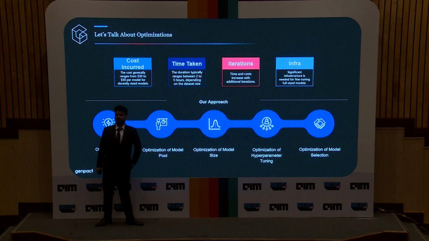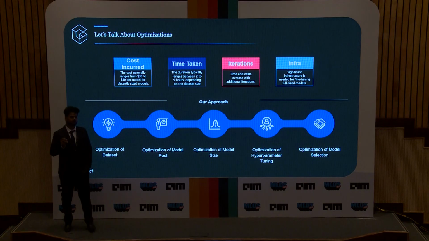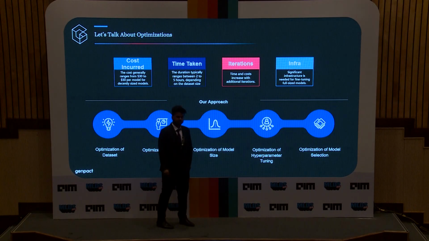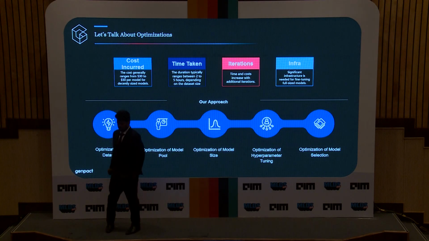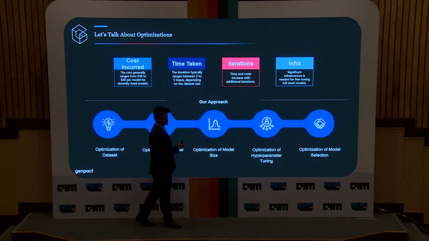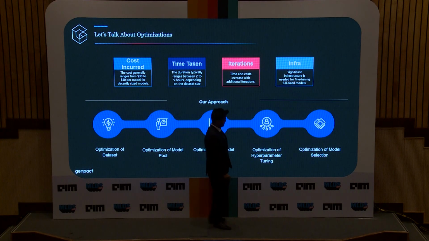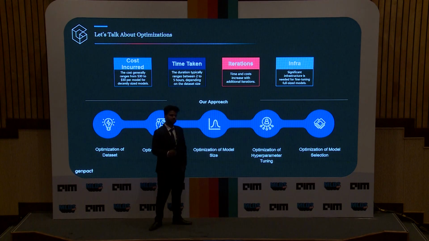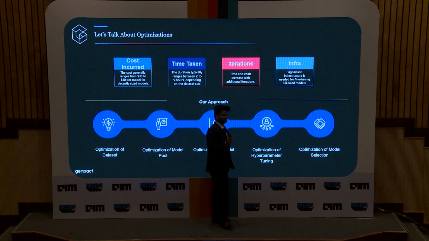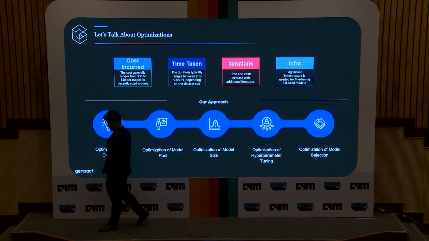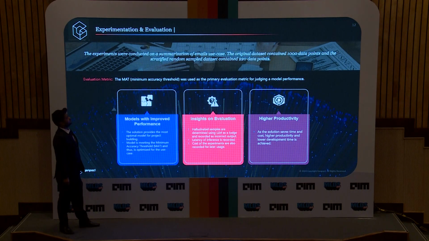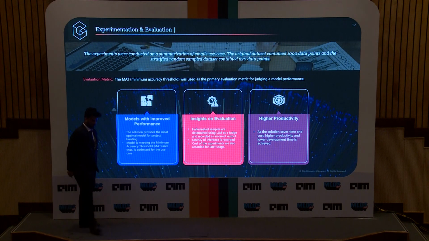Optimization of model pool. Now we are not testing on every model. We are only testing on the models that are tried and tested and are on the leaderboards. Then optimization of model size: because we are fine-tuning, the entire set of experiments is done on the 4-bit quantized model size. Optimization of hyperparameter tuning: the user does not need to do anything. The entire pipeline will give them the best set of hyperparameters for that particular model. And the last is the optimization of model selection. Now the entire model selection is of time complexity O(log n) instead of the O(n) that we are used to before.